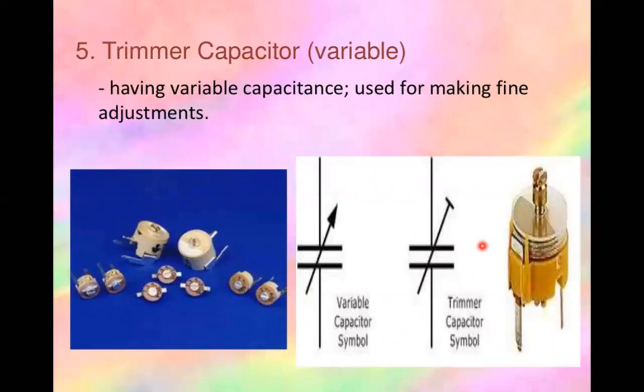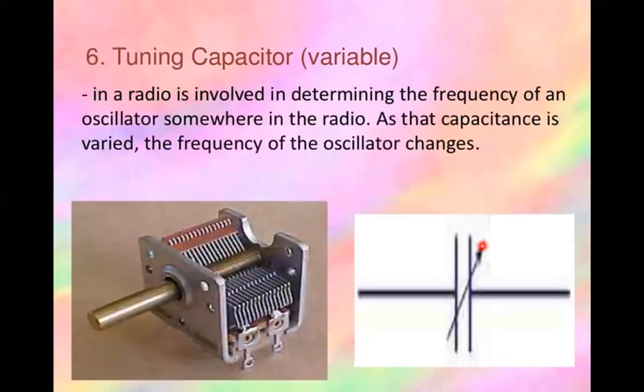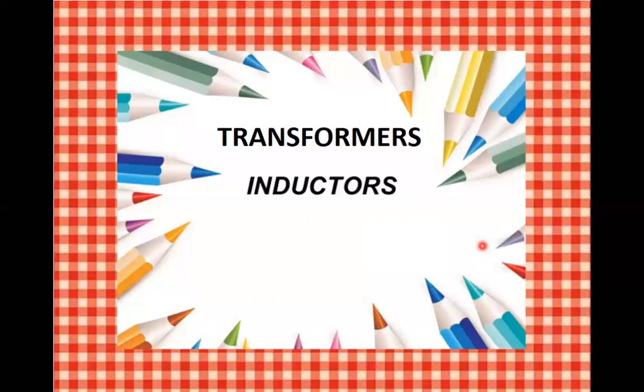Trimmers are nothing but variable capacitors used for making fine adjustments. And tuning capacitors, as we studied about the gang capacitor, in a radio are involved in determining the frequency of an oscillator. As the capacitance is varied, the frequency of the oscillator changes.